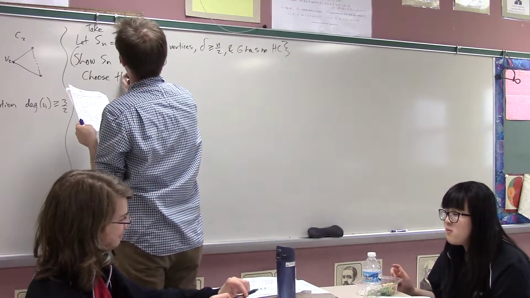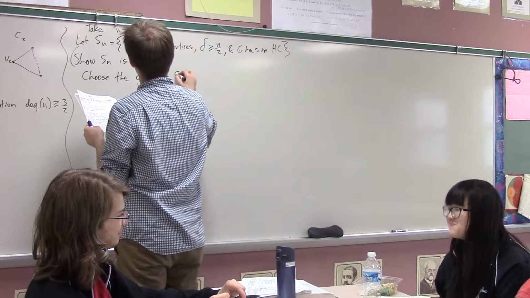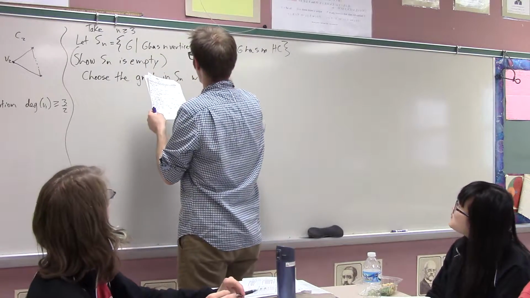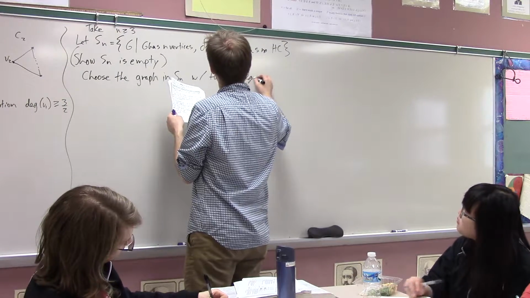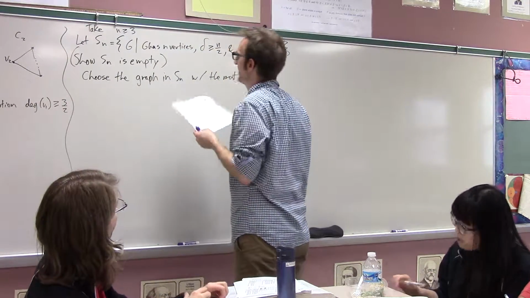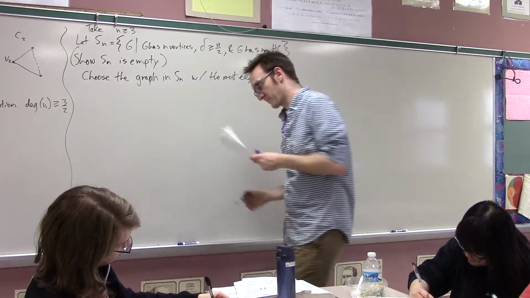So, okay, choose the graph in S sub n with the most edges. And if there are 2 with the most edges, then just pick one, it doesn't matter which. And call it G. Okay.